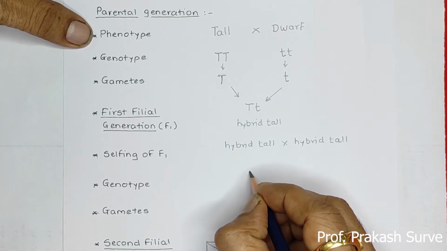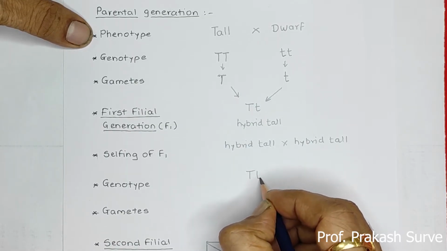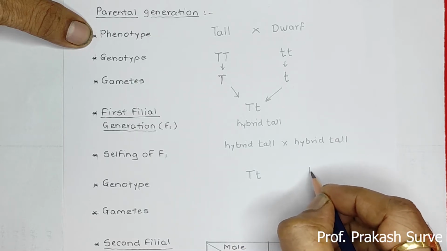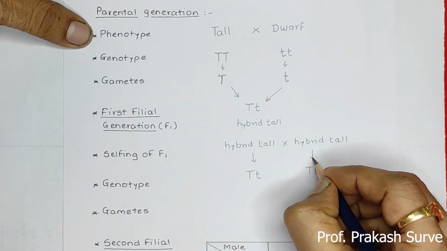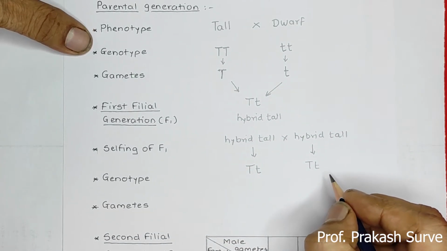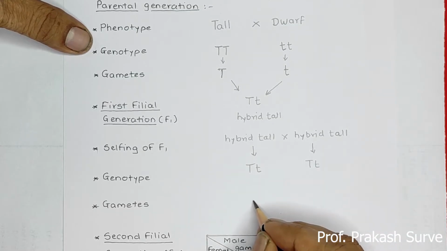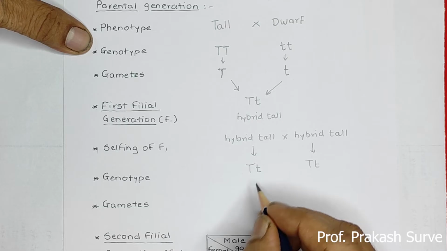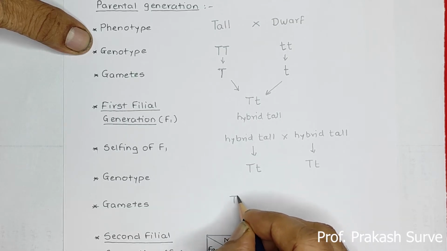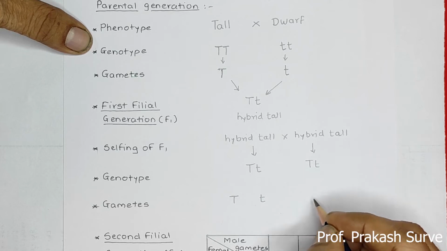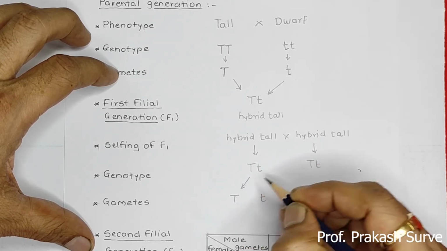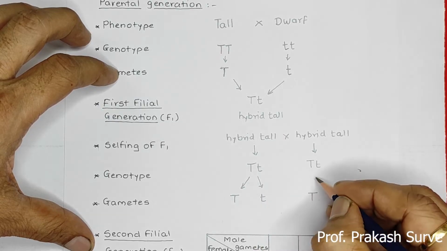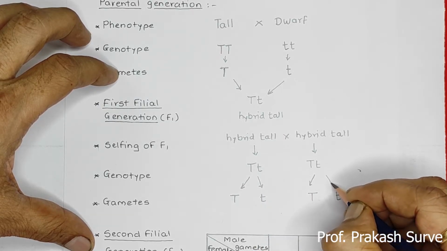Here we'll mention capital T, small t, and capital T, small t. So this is the phenotype, and this one is the genotype, meaning the genetic constituents. From this we want the gametes. From this we get two types of gametes, one with capital T and the other with small t. From the other parent also we get two types of gametes, capital T and small t.